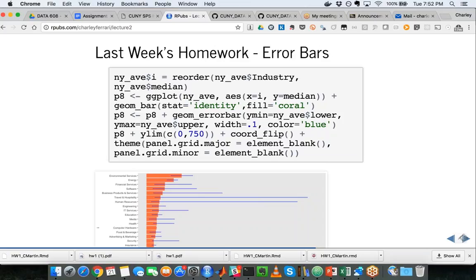In terms of last week's homework, this was one of the key things that a few people did lose points on. Were there any questions? Does anyone else have any questions about how they did the assignment?